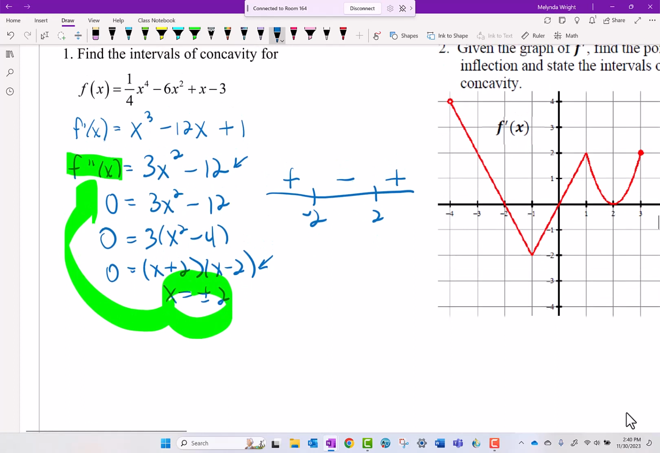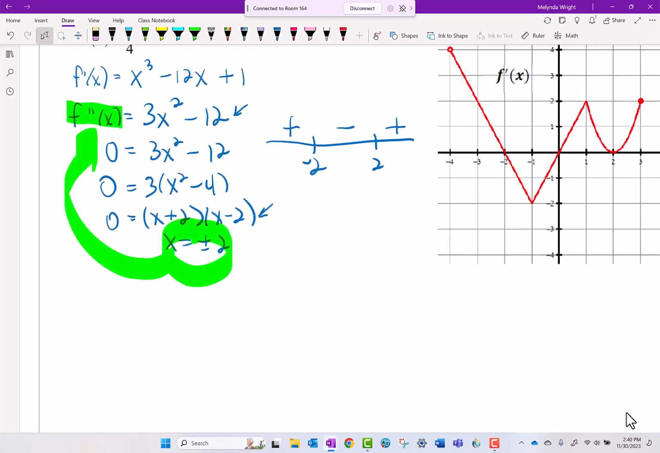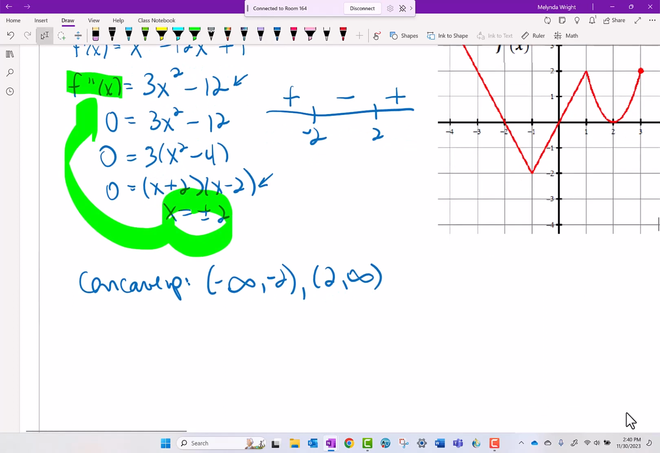All right, so we're going to write down our intervals of concavity according to the sign chart. We're going to say we're concave up from -infinity to -2 and 2 to infinity. Always say why, because f double prime is greater than 0.